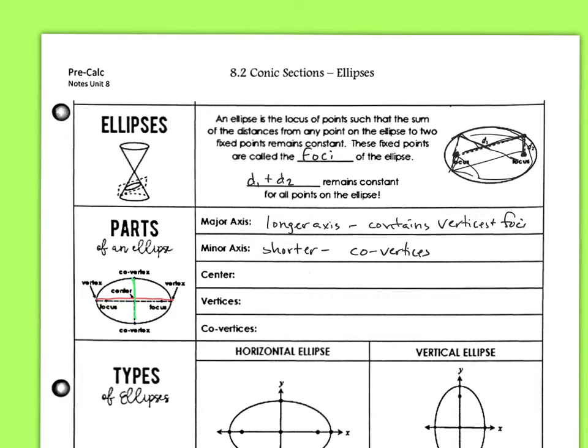The center is where the major and minor axis meet. If I can write, where the major and the minor axis intersect. The vertices are the end points of the major axis, and the covertices are the end points of the minor axis, or the small one.